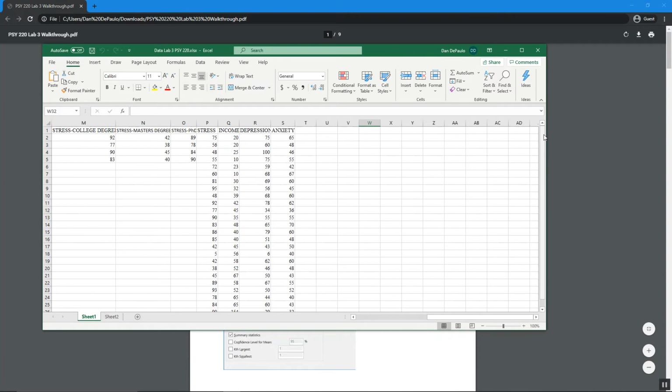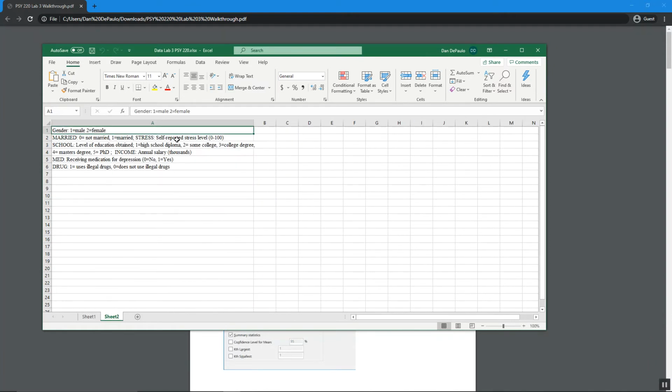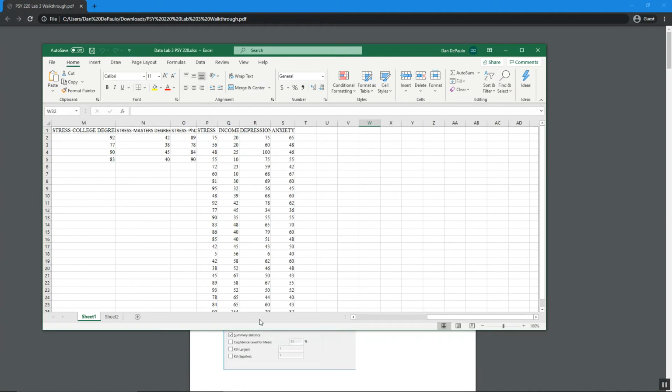So here's your Lab 3 data. It's under Sheet 1. Sheet 2 is basically a legend, so it tells you what the data mean. You have gender, marital status, stress levels, education levels, medication for depression, and drug use. These are just a couple of variables that I had data lying around. And let's go back, and I want to run descriptive stats first to find the highest and the lowest variance.